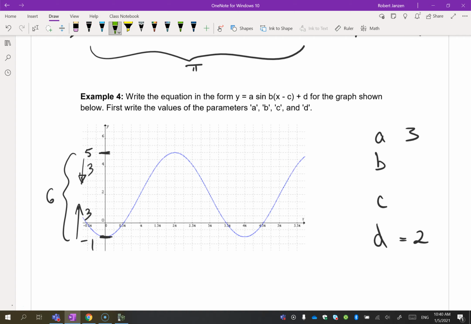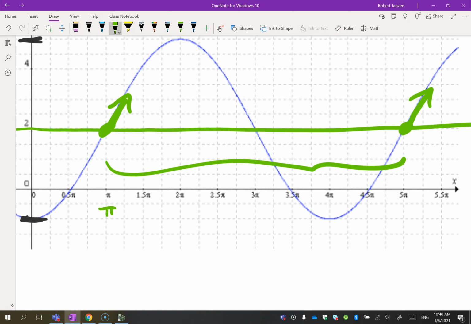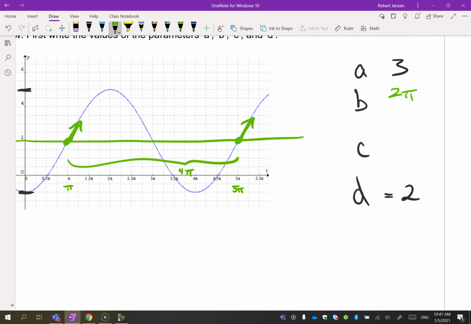Okay, so let's draw that midline in, and we're looking for where it crosses the midline. This is my period, from pi all the way to 5 pi. So this is a period of 4 pi. So I go 2 pi divided by 4 pi, which is 0.5.